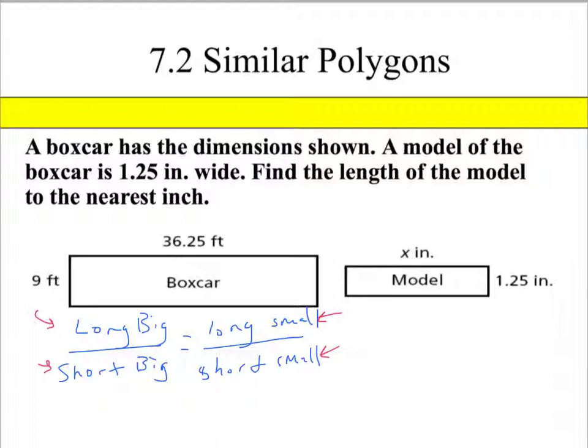Okay, so because of that, I know that's going to be the correct setup. You could have also put short over long on both sides of the proportion. You could have also put long over big over long over small, and short over big over short over small. That's giving you big over small over big over small. Sounds very confusing. But when you set this up, you come up with an answer, and let's see if your answer is correct.